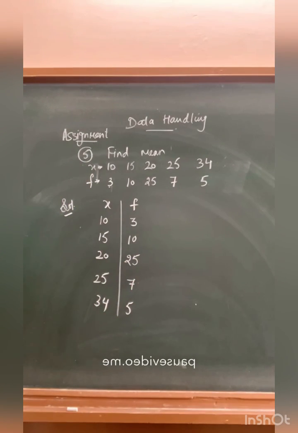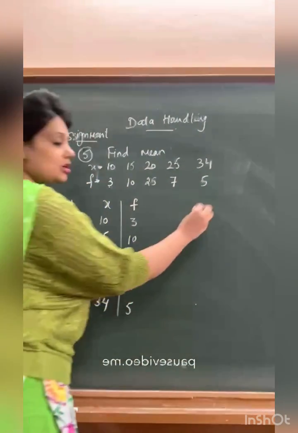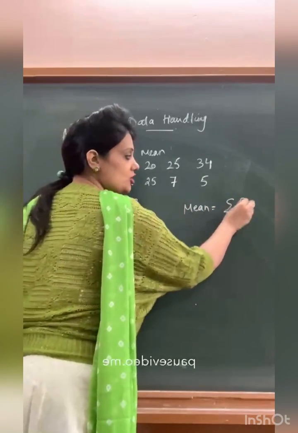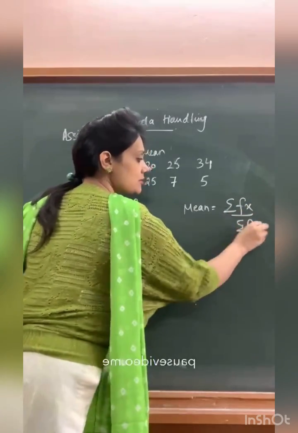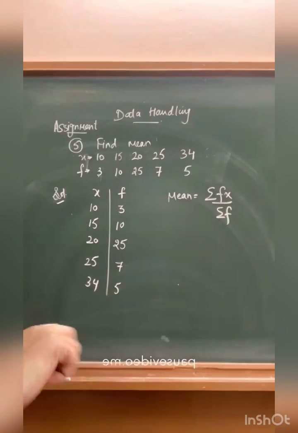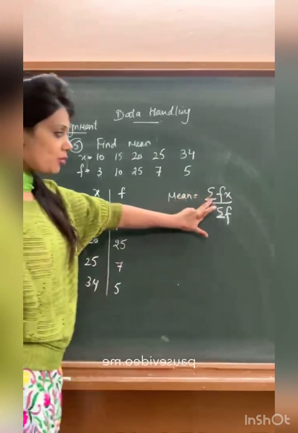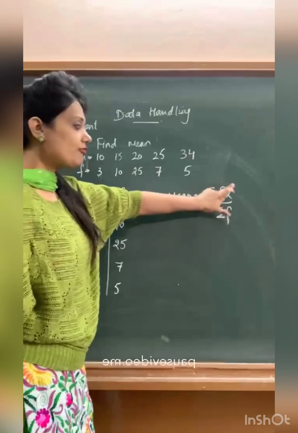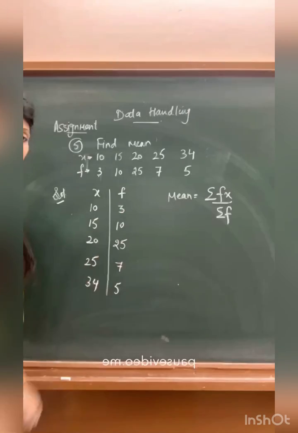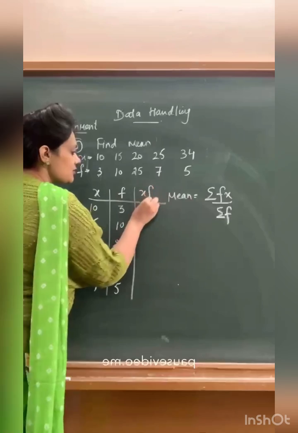Now we have to find the mean. I have told you that in order to find the mean in such a question, the formula is: mean is equal to summation of fx over summation f. So now what is summation fx? Summation means sum of the numbers of which column? f multiplied by x. Now we don't have that column f into x, so we will create it. We will multiply x with f.